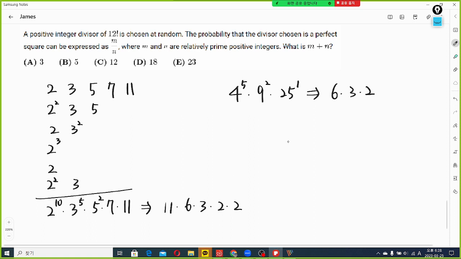So we want to find the probability. So when this is divided by the total number of divisors and this cancel, so this is the probability. So what's the sum of numerator and denominator? When the fraction is 1 over 22, what's the sum of numerator and denominator? 23. Yeah, 23 is the answer.